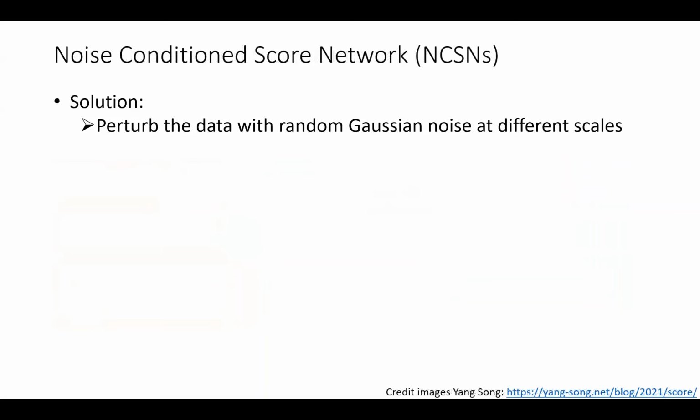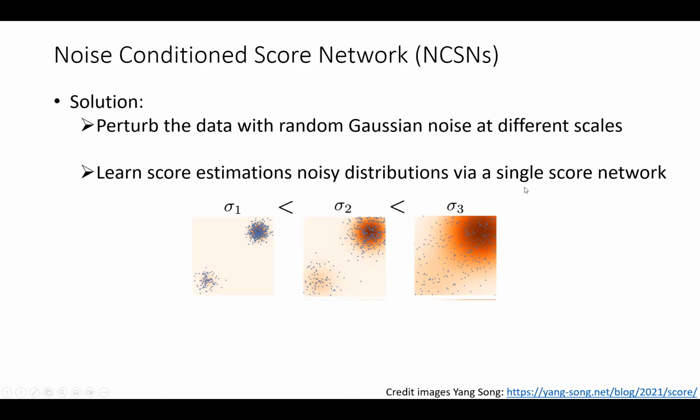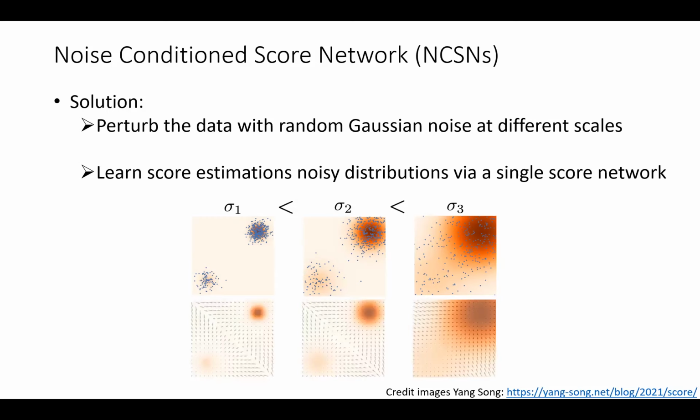So what we are going to do is perturb the data with random Gaussian noise at different scales, not just one scale like we talked about with sigma. This means we will have a sequence of sigma 1, sigma 2, sigma 3, and so on, and that will fix this. We will estimate the score function via a single network, but with these several sigma values of noise applied to the data, and that will help us. So the score function will become like that.